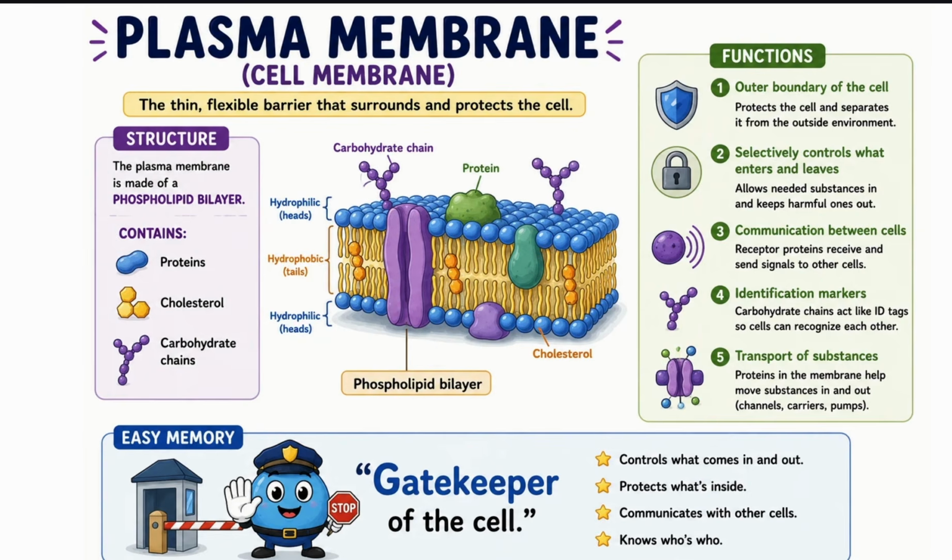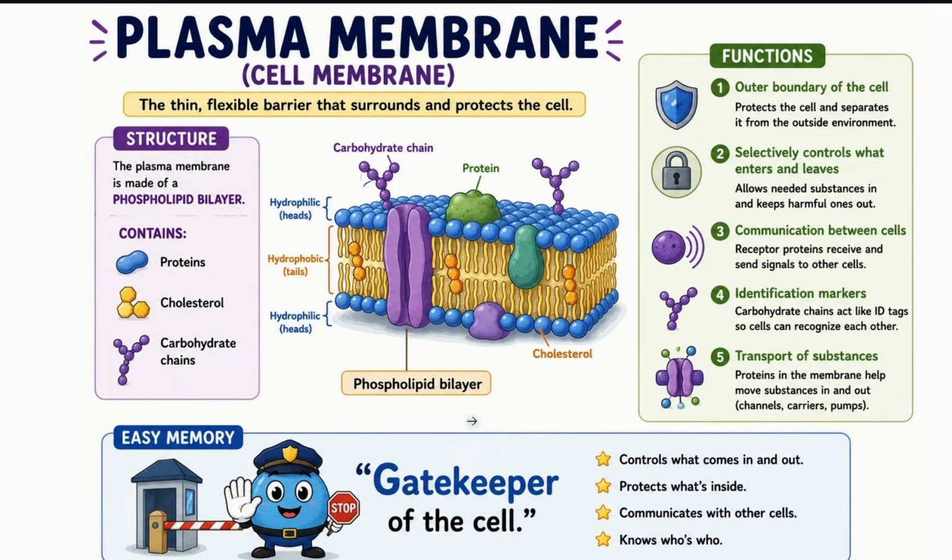Plasma membrane. Think about a gatekeeper standing in front of a building. He protects it. In the same way, the plasma membrane is made of a phospholipid bilayer and acts like a protective barrier around the cell. It is selectively permeable, meaning it carefully controls which substances can move in and out to maintain balance inside the cell.